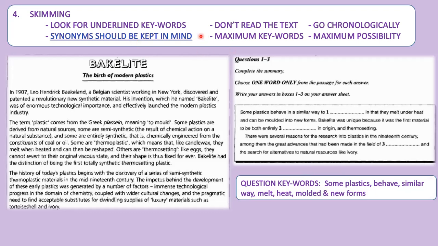Okay, maximum keywords. It is possible that you can find one keyword in more than one place. It may even be possible that you will find two keywords you have selected in more than one place, but it is not practically possible that all the keywords you have underlined or shortlisted will be found in all the places. So you have to find that particular place where most of the keywords exist. If you follow all these things, you will definitely have the maximum possibility of getting the answer.